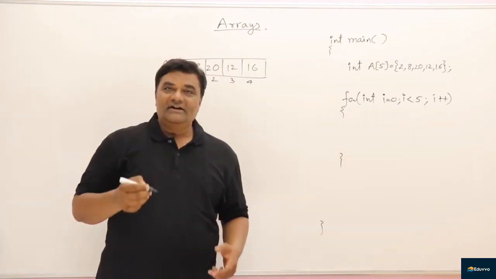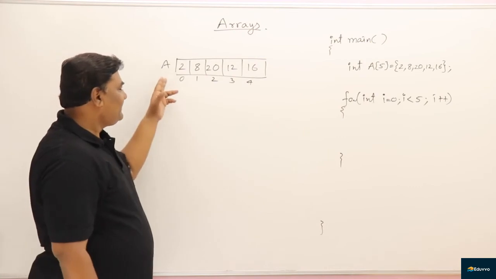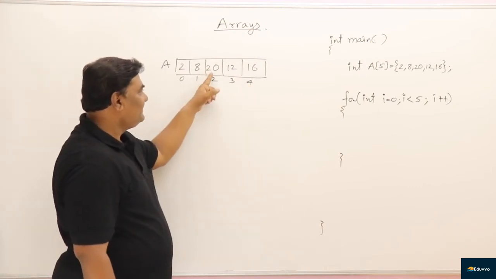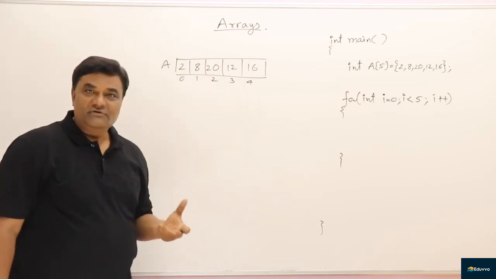Let us write a program to find the greatest number from an array. I have taken the numbers here, and the number I have taken that is largest is 20. Now that is what we have to find out.